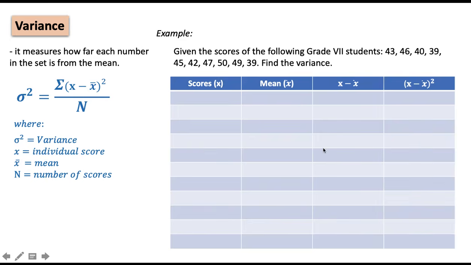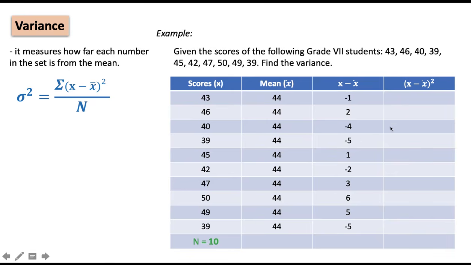We will be preparing the same table with the same symbols because notice that the formula of average deviation and variance are almost similar except in the fourth column. So instead of getting the absolute value, we're going to square the third column to get the fourth column. It means there's no problem with the first, second, and third columns. We'll just fill them out. Then, to square for the fourth column, negative 1 squared is 1. 2 squared is 4. Negative 4 squared is 16. And so on and so forth.